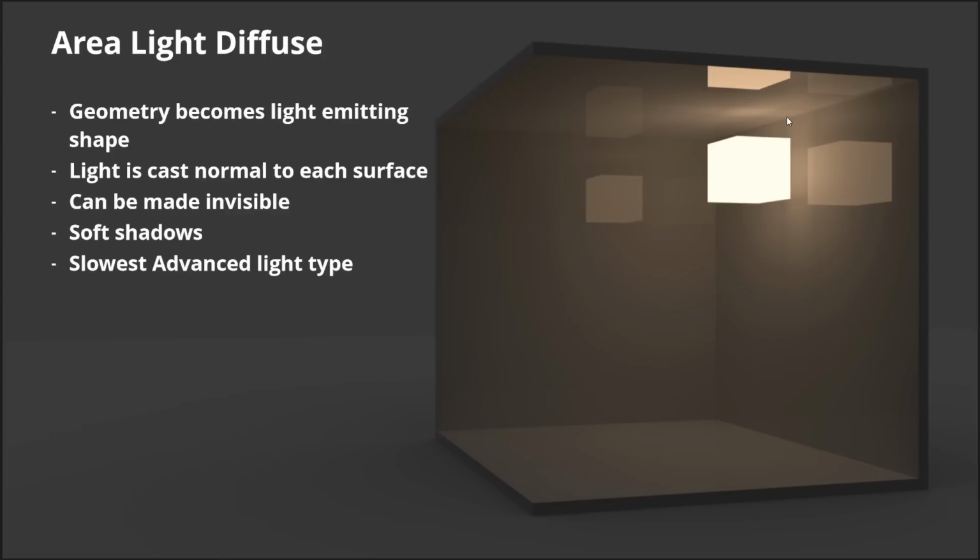Cool thing about area lights, you can make them invisible, and we'll talk about that in the hands-on. And they do have nice soft shadows. So the area light diffuse is going to give you nicely diffused light. It's not going to be sharp shadows.